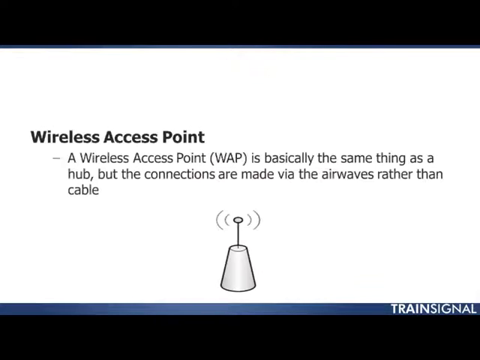Now, another device that I actually mentioned just a few moments ago is something called a wireless access point, or a WAP. And this is basically the same thing as a hub. If we jump all the way back to the beginning of this lesson where we talked about a hub, a wireless access point is a lot like a hub, but the connections, instead of coming in through all these different cables, all come in via the airwaves. So the idea is that a wireless access point allows you to have wireless clients connecting to your network.